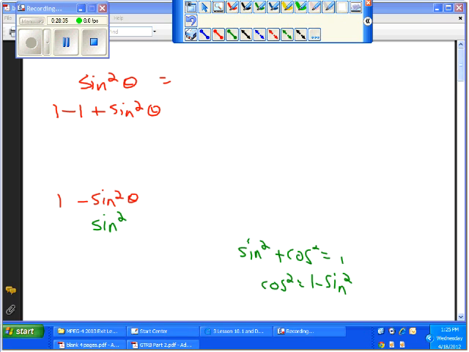That's pretty cool. Now, what if I said, well, I think I'll just factor out a negative 1 right here. If I factored out a negative 1 right here, I would have negative 1 times 1 minus sine square theta. So now I've got a 1 minus 1 minus sine square theta. Well, that's what I was trying to get.